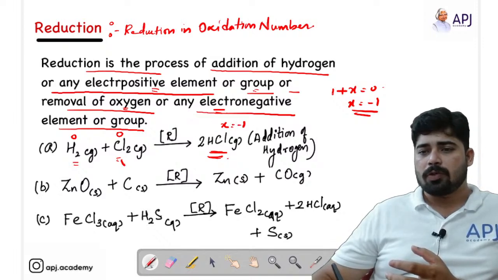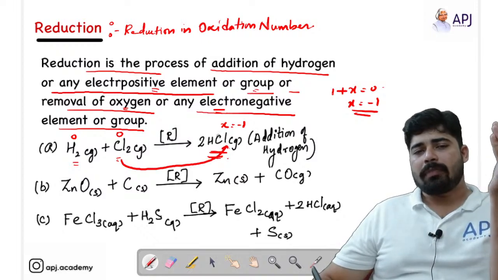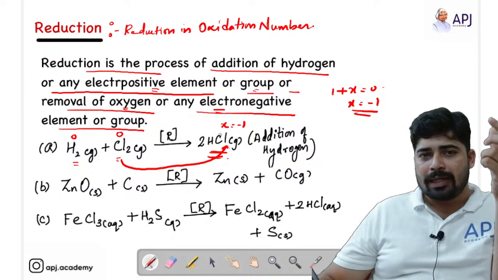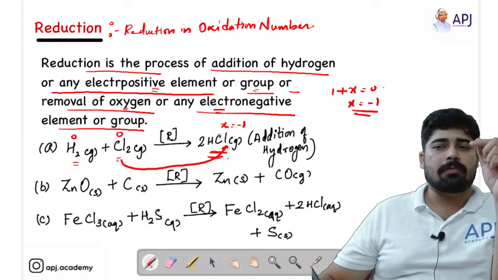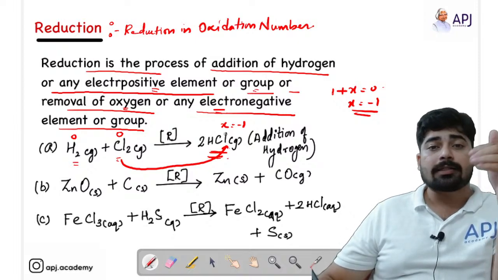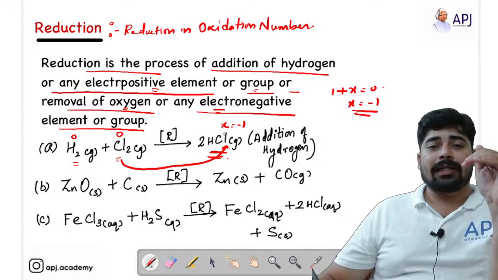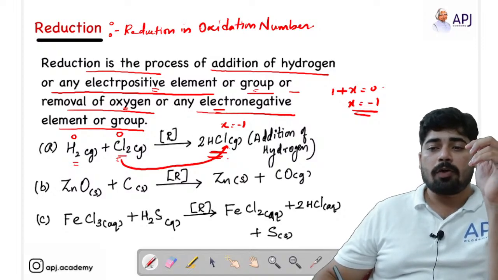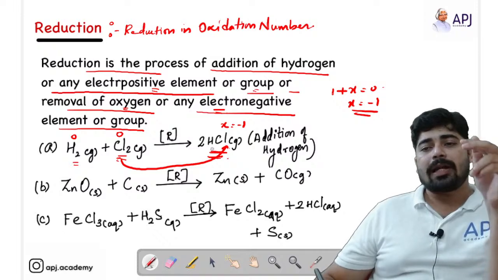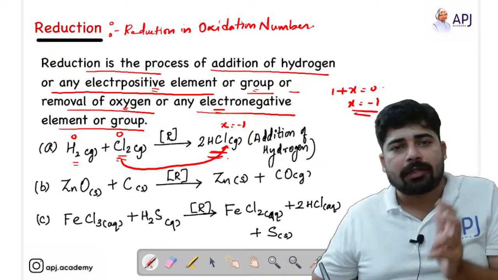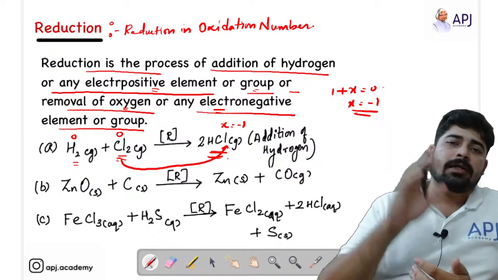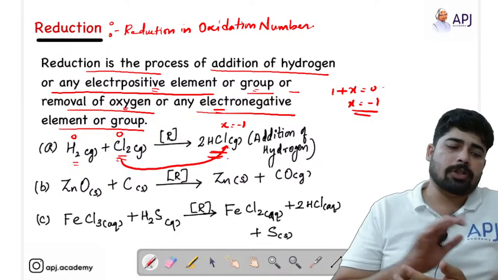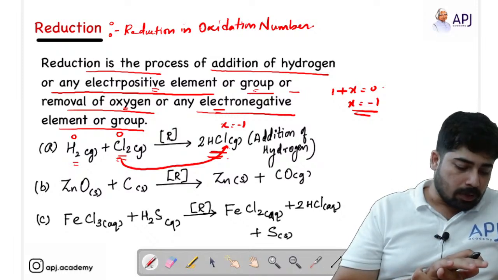So from 0 to -1, what has happened? 0 is a bigger value, -1 is a smaller value. So there is a reduction in the oxidation number. So this process is called reduction. How did the reduction happen? By addition of hydrogen to chlorine. So when hydrogen is added to an element, what happens to that element? It undergoes the reduction process. Okay.